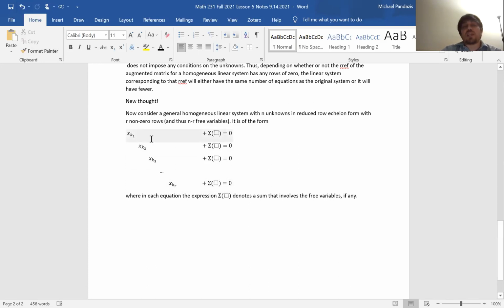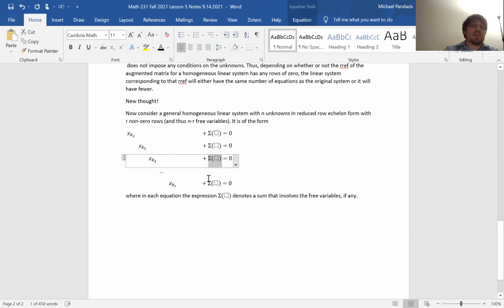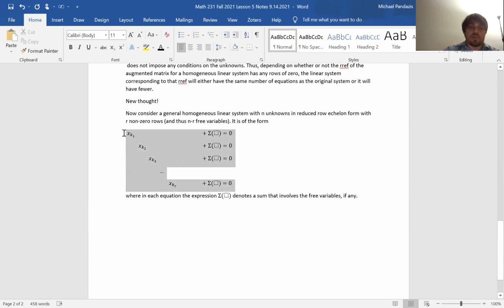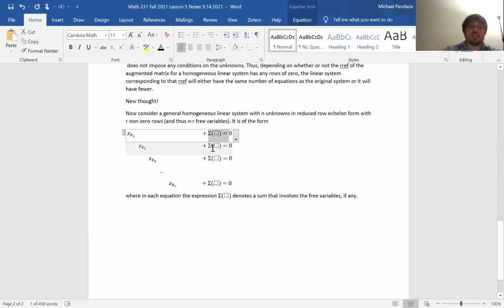But then every time you have a leading variable, you have plus an expression of only free variables. The sigma of, in parentheses, means an expression involving only free variables. This is also an expression of only free variables, so is this, and so is this. It's not the same expression for each equation. Each equation has its own expression involving only free variables. So what we're saying is that if you have n unknowns, you have r leading variables and correspondingly n minus r free variables, and each equation has its own distinct leading variable, one of the total r of them with the right notation, plus an expression of only free variables equal to 0. In this way, you have a general homogeneous linear system with n unknowns in reduced row echelon form with r non-zero rows and n minus r free variables, and it has this form. Again, these mean expressions involving only free variables in the system.